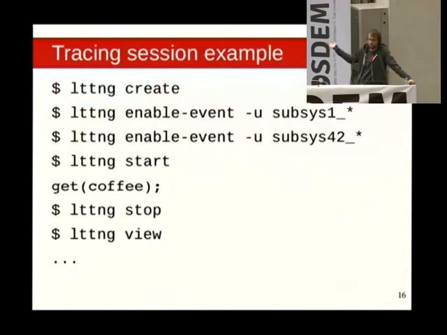Tracing session. So on the command line, you create a session. Let's say you want to enable subsystem number 1 and subsystem number 42. You can use wildcards, saying just subsystem 42 underscore, and then every event in that subsystem will be enabled. So -u, user space, and then the subsystem name. And you can start, and the LTTng start means it's going to start tracing. The trace is going to get recorded. And you can wait, you can do whatever you want, get coffee, and then you stop at some point, and then you can view it.